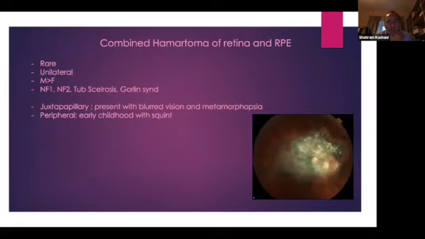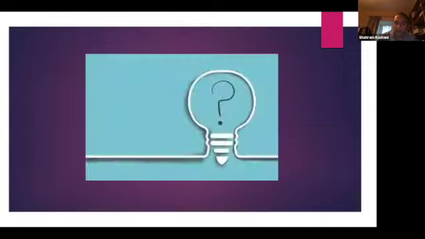And then finally, combined hamartoma of retina and RPE. So this is again another rare condition, which is unilateral, and equally common in males and females. They usually have been diagnosed with neurofibromatosis or tuberous sclerosis, which would have been picked up early on, and you can see this in the back of the eye, but it can present in childhood with squint.